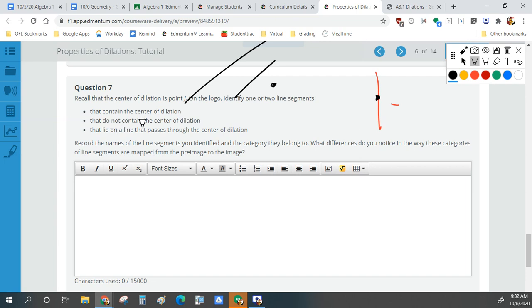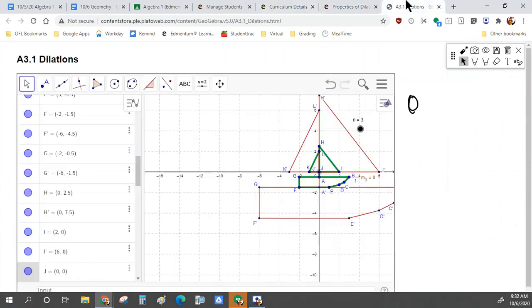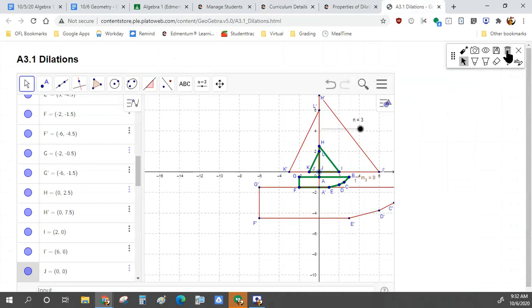That lie on a line that passes through the center of dilation. Okay, so I kind of get what this is saying. It's saying that, let's say there's a point that is right on the center of dilation. Let's say this is point J, and it just so happens to also be the point of dilation. Well, one thing we'll notice is if we look at it, let me delete everything here.